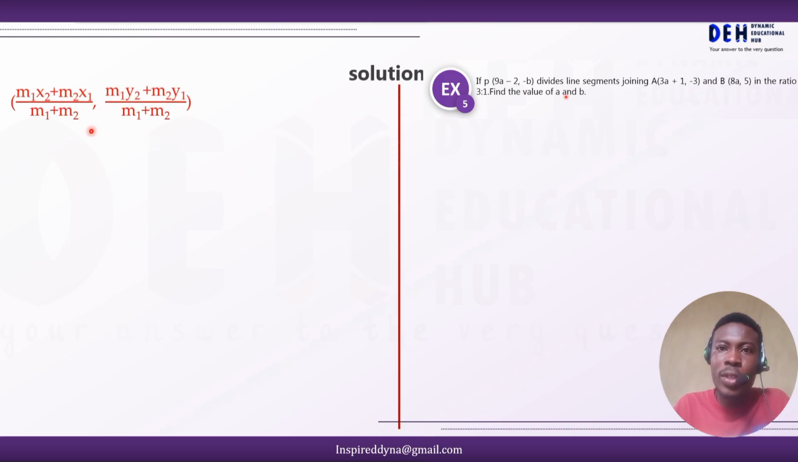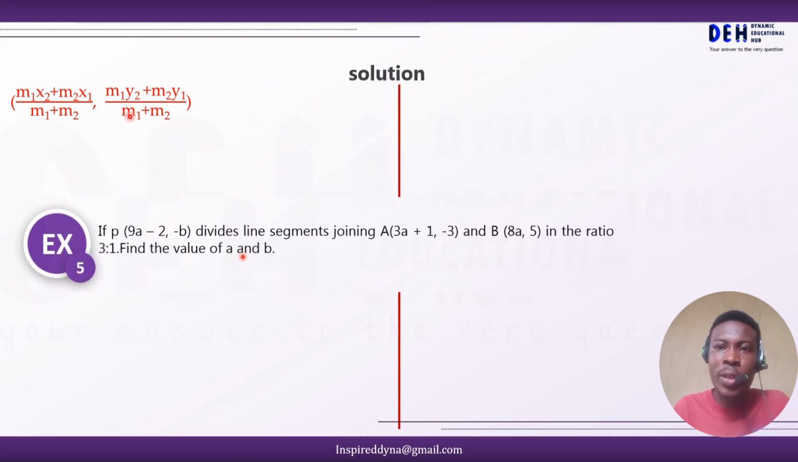This is what we are going to use to solve this question. This is the segment formula. This formula is meant for dividing a line when you know the coordinate of the starting point and the coordinate of the ending point, and you want to divide it into segments using a known ratio. Let's come over to our question.